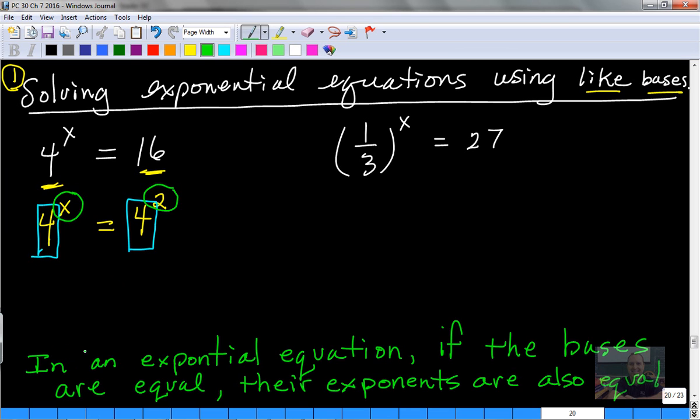So I've just written this down here so you can look at this later. You can write this down in your notes if you're taking notes. It says in an exponential equation, if the bases are equal, and of course we're talking about where there's only one single term on each side, but if the bases are equal, their exponents are also equal.